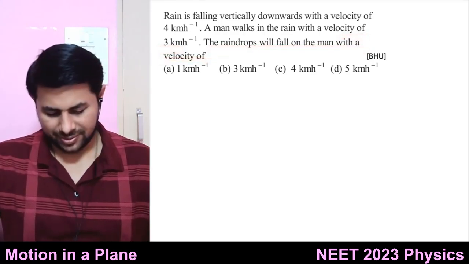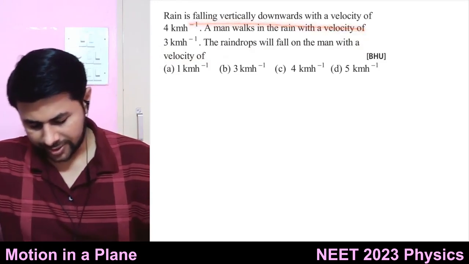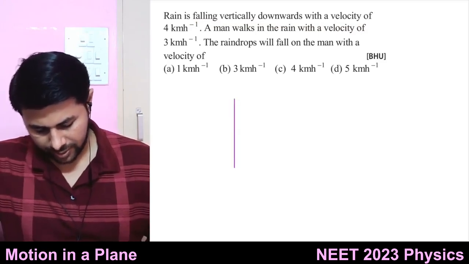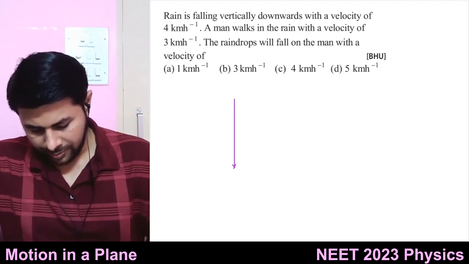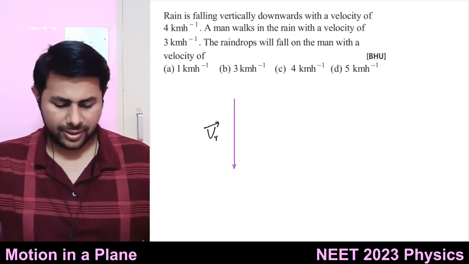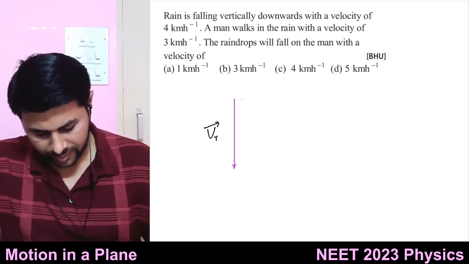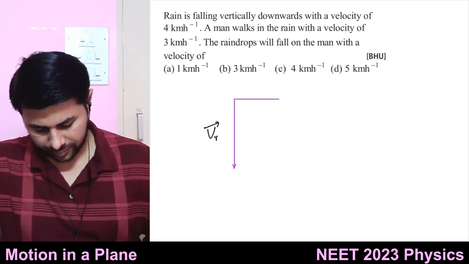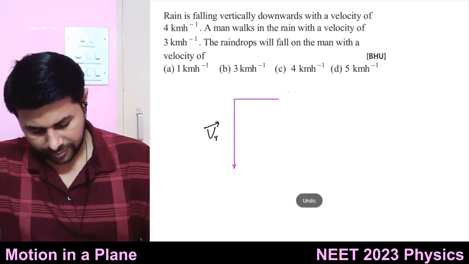This is simple, anybody can do it, right? The rain is falling vertically downwards with some speed. This is the velocity of rain, and the man walks in the rain with a velocity of 3 kilometers per hour. So suppose the man is walking like this. So this is the velocity of man.